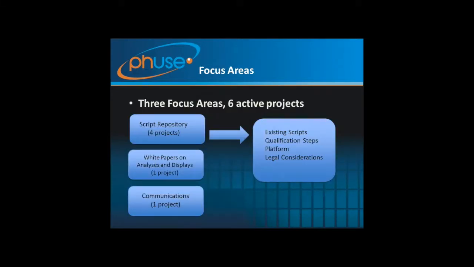Okay, so we do have 6 active projects, but we really think of them as 3 main buckets. So the script repository work has 4 projects associated with it, but it all relates to getting the script repository, this shared reusable code library, up and running and working.